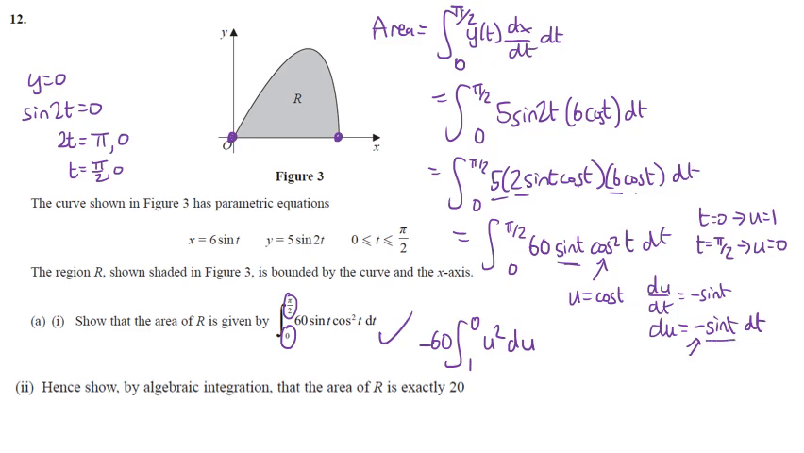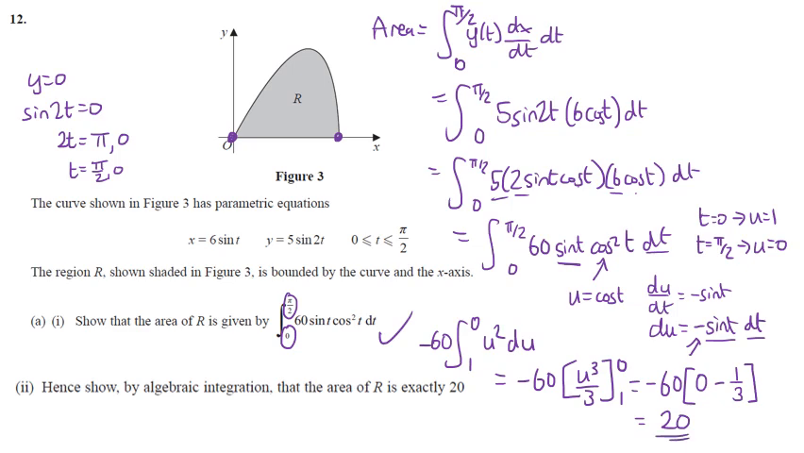Okay, so sine t dt we've replaced by du. So do this integral. u squared integrates to u cubed over 3. And then put the limits in. So we're going to get 0 minus a third. And if you simplify that, you get 20, which is what we want.